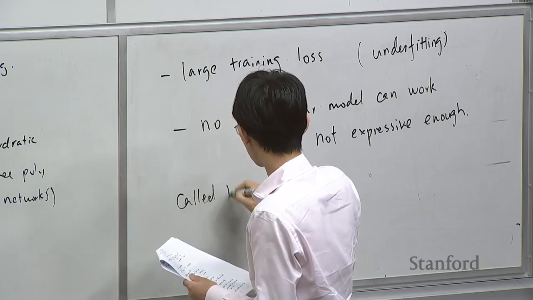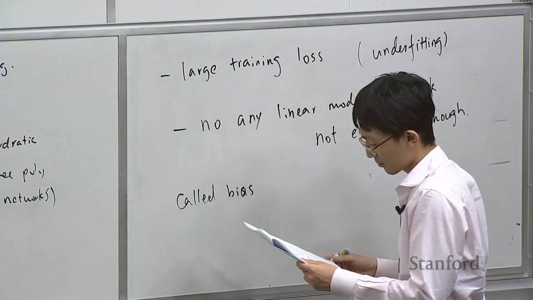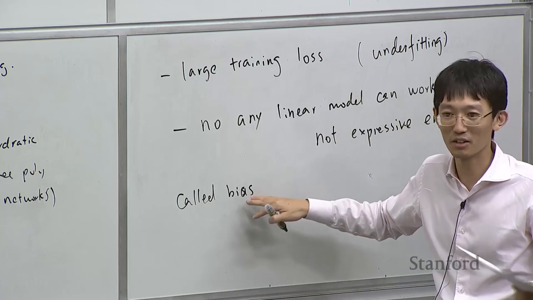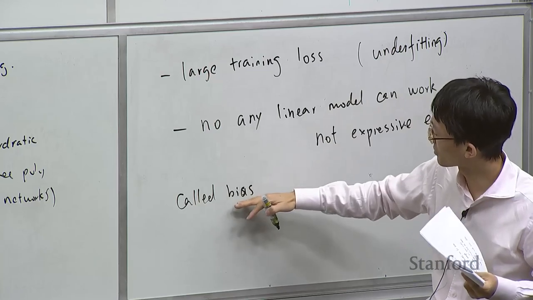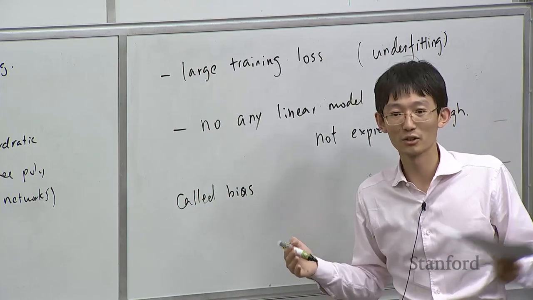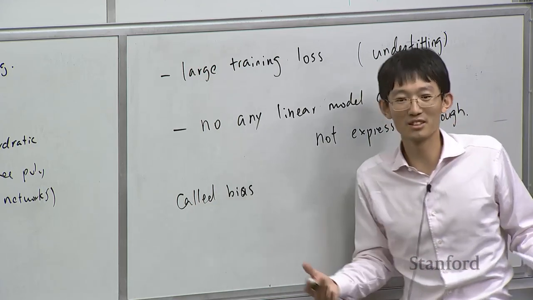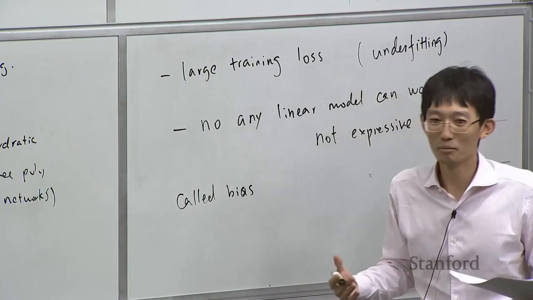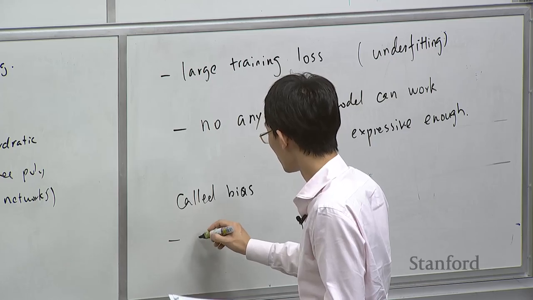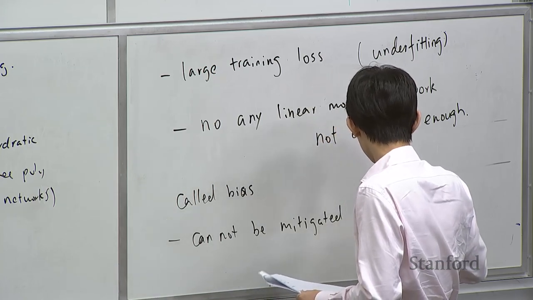So when this kind of thing happens, you have bias. I don't know exactly why people first called it bias, but I think you can see the relationship. You are imposing additional structure: you are imposing a linear structure, but the true data is not linear. So it doesn't matter how much data you see; if you just insist that this thing is linear, you're going to fail, because this is the wrong belief about the relationship between y and x. That's why this is called bias, and it cannot be mitigated by more data, as I said.